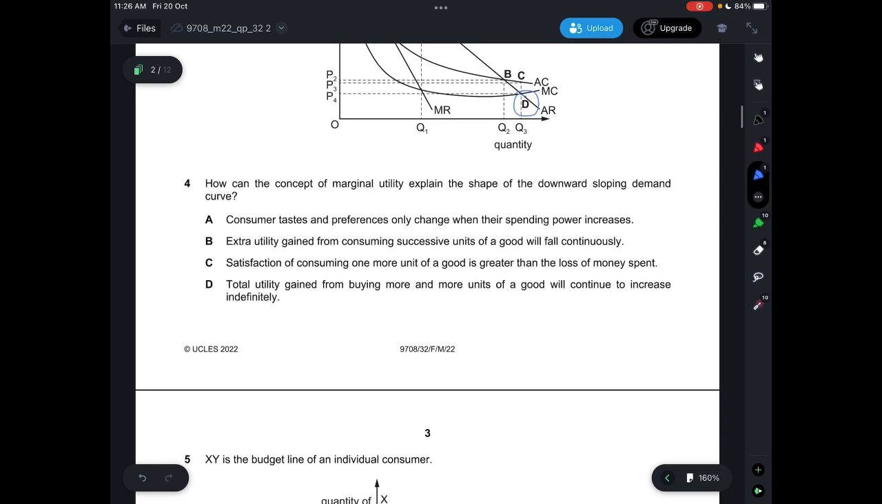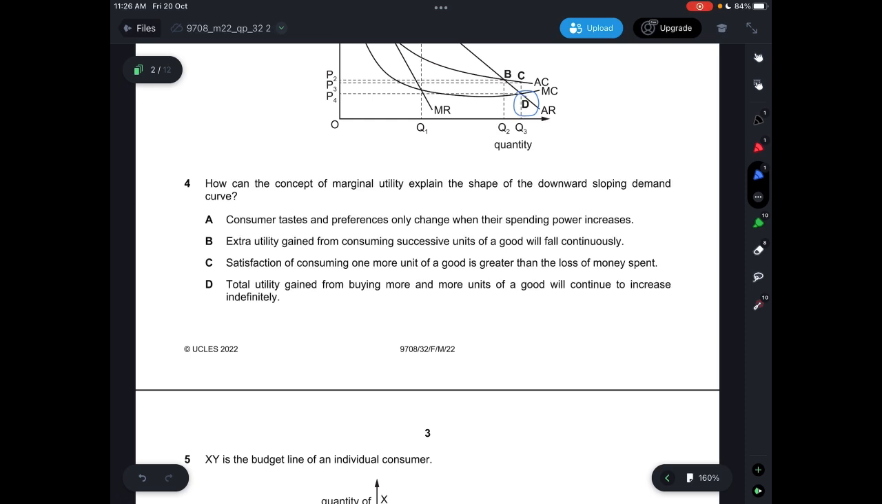Question 4, how can the concept of marginal utility explain the shape of the downward sloping demand curve? Okay, so according to the law of diminishing marginal utility, for every single additional unit that you consume, your marginal utility will decrease, because the additional satisfaction and gain will decrease. If you consume, let's say, one good, maybe your marginal utility is 100, but when you keep on increasing, it may drop to 90, 80, 70, and so on, because you'll probably be satisfied with eating one piece of fish, for example, but you can't eat a lot of fish. Once you eat a lot, you start to feel full and you lose your appetite.